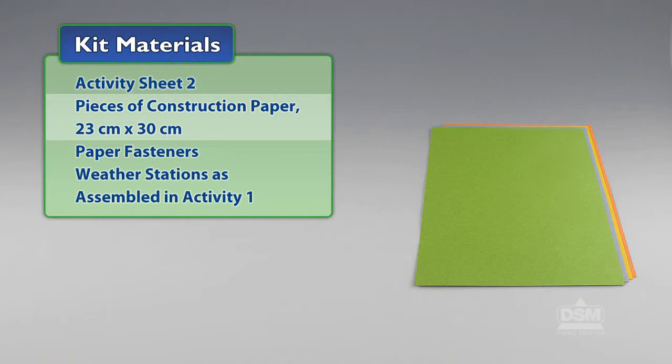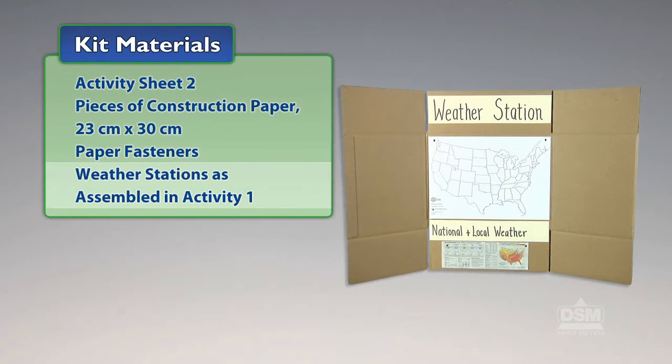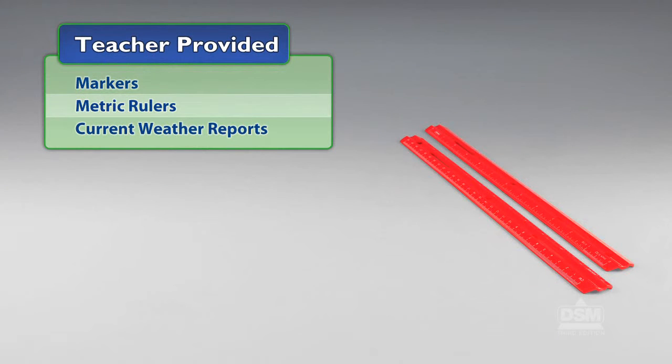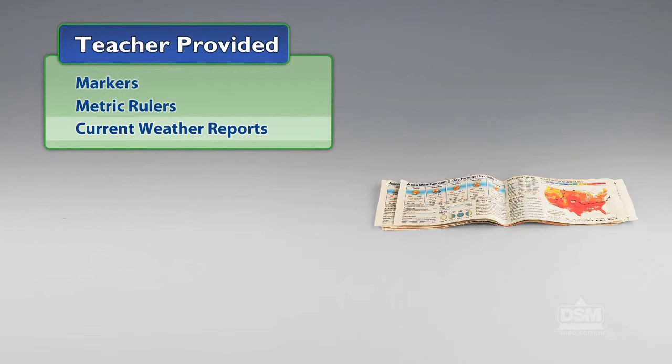You will need the following materials from the kit: Activity Sheet 2, pieces of construction paper, 23 centimeters by 30 centimeters, paper fasteners, and weather stations as assembled in Activity 1. You will also need to provide markers, metric rulers, and current weather reports.